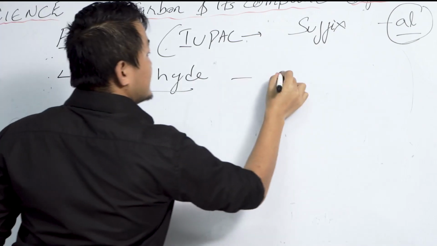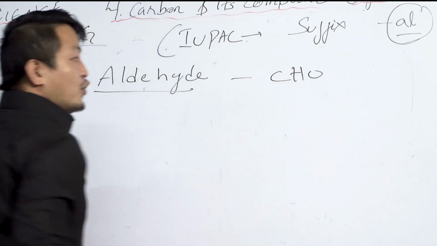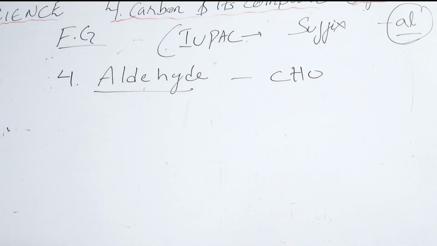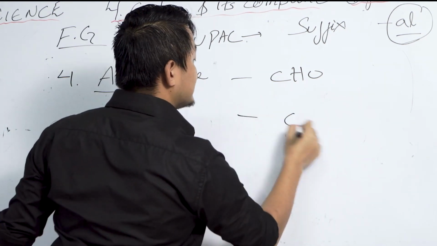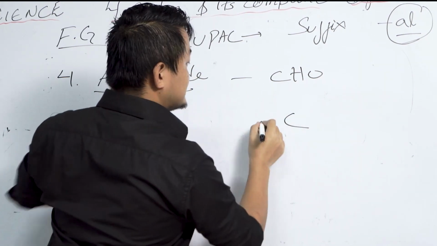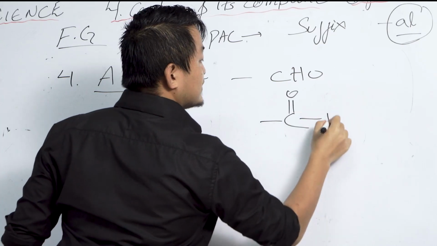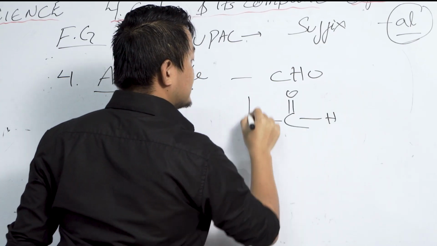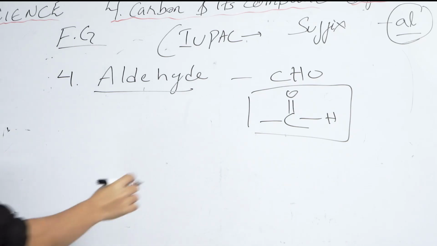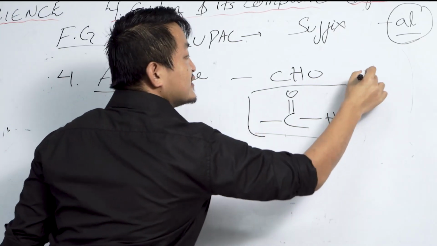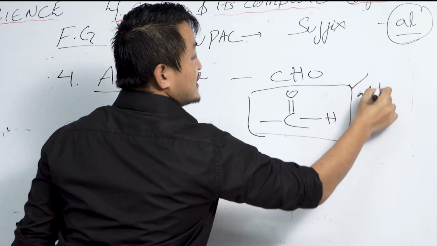Now, CHO is an aldehyde. This one you will see as C. So this is how it will look in a compound. In the formula, this is how the functional group will look. So this one will be aldehyde.